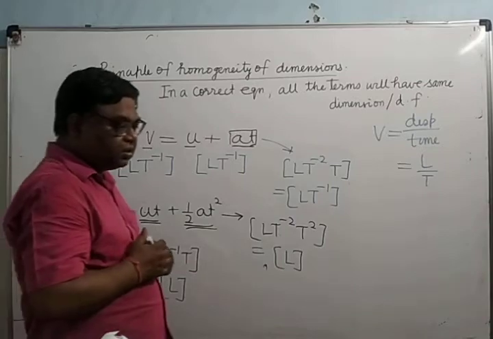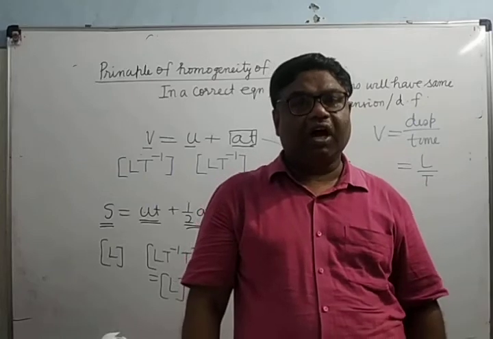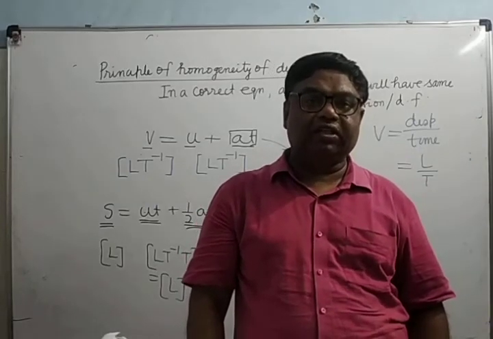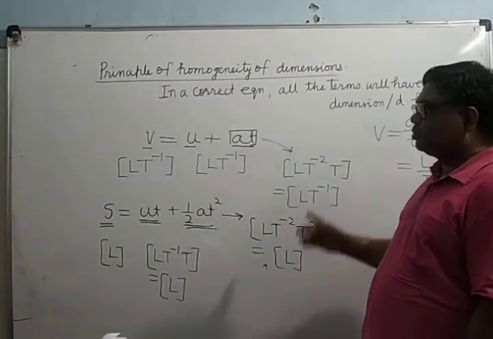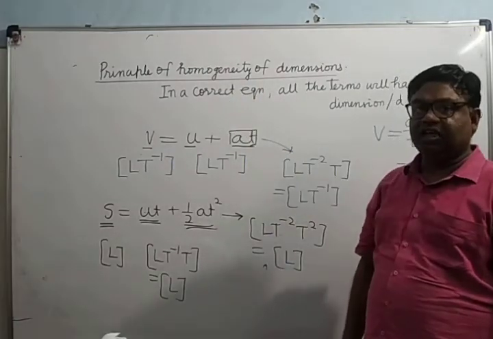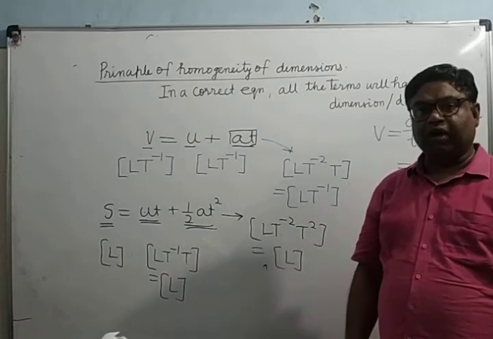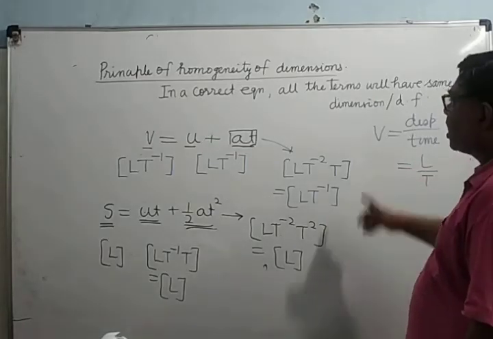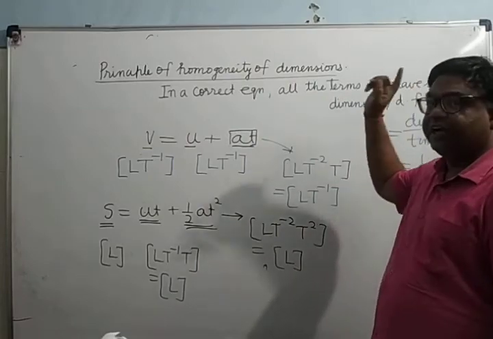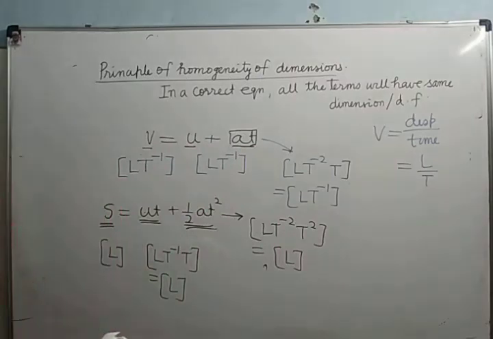So it means in a correct equation, only like dimension terms can be added, subtracted or equated. We can add, subtract or equate only those terms which have the same dimension. We cannot add 1 meter and 10 kilogram. It is not possible to add, because both have different dimensions. Only terms with the same dimension can be added, subtracted or equated. This is the principle of homogeneity.